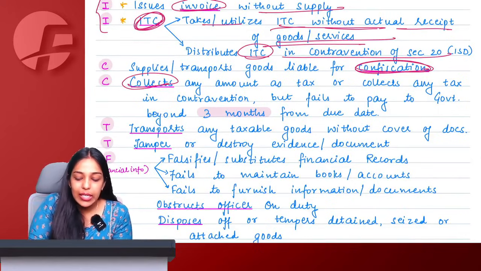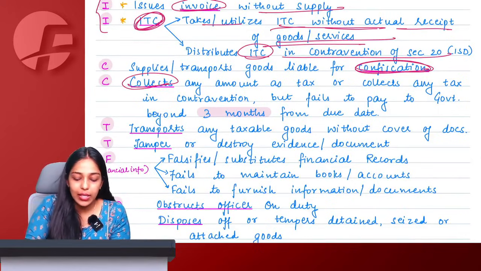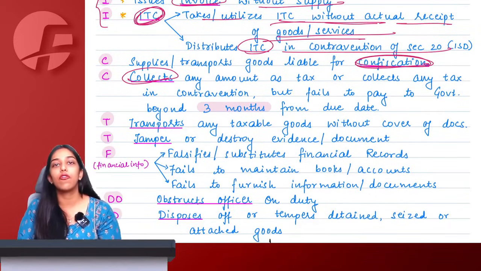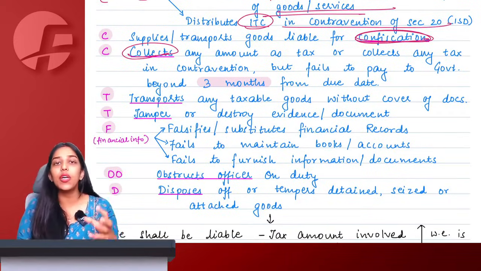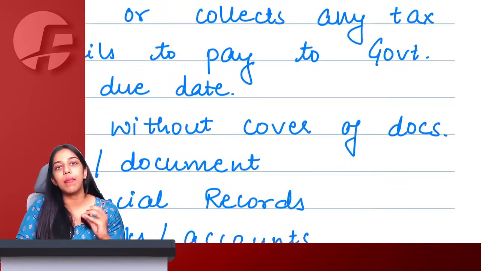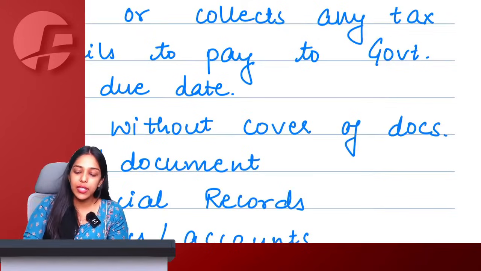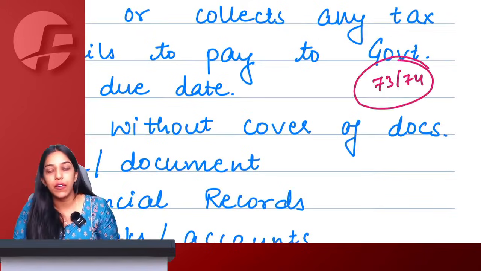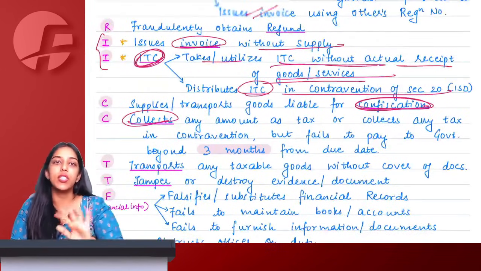Then C is collect any amount as tax or collect any tax in contravention but fails to pay to government beyond 3 months from due date. You cannot collect any amount in the name of tax, right? See, if you have collected any amount in the name of tax and your proceedings are already done according to section 73, 74 that we've studied in demand recovery chapter, then again these provisions are not going to apply.